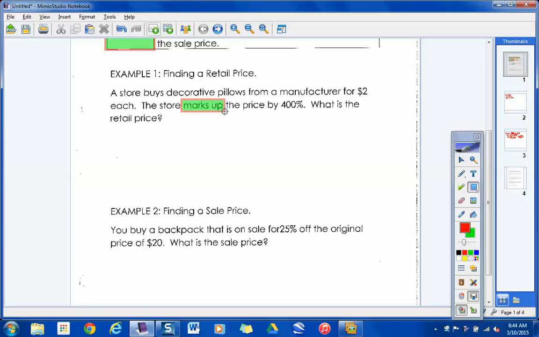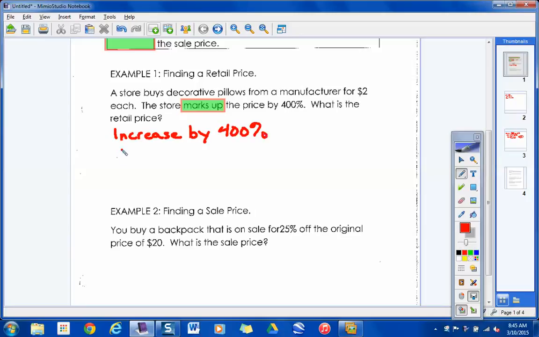Now I want you to think back to the last section and the questions we were asking: is this an increase or a decrease? It's an increase. It's an increase by what percent? By 400%. So based on our rules from last section, we're going to have to take this 400% and add it or subtract it from 100. Add it. We're going to add it.